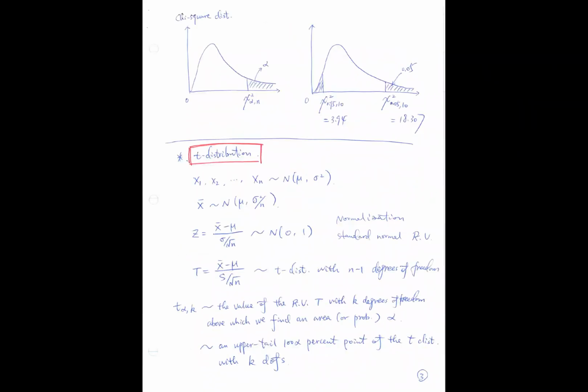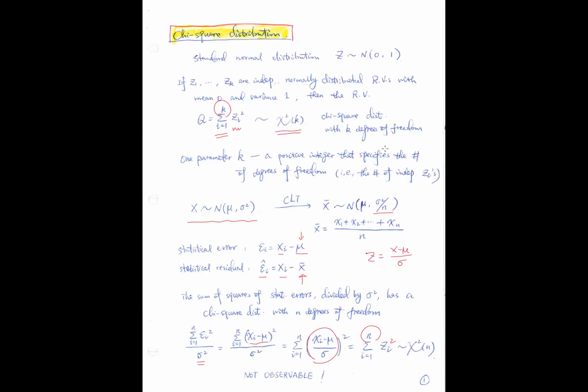Now, for the residues, we just lost 1 degree of freedom. Although this is not observable, if you sum i equals 1 to n of epsilon i hat, the residues squared, divided by sigma square, this is actually chi-square distributed with n minus 1 degrees of freedom. You just lost 1 degree of freedom.